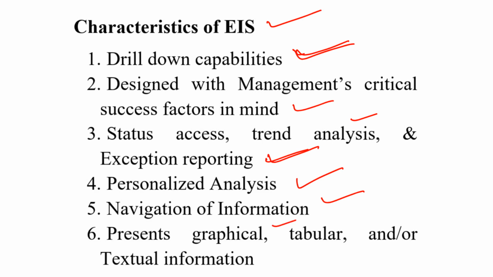Then it presents graphical, tabular and/or textual information. So in this particular system, the information will be displayed in graphs, in pictorial formats, in table format. So in the format which will be required, which will be very easy to see, watch and analyze. So these are the important characteristics of an executive information system.